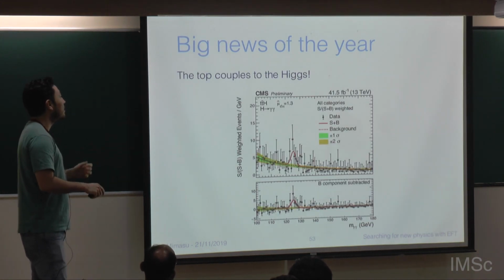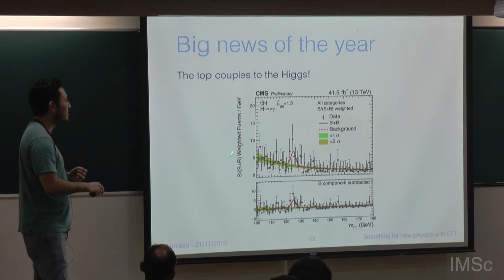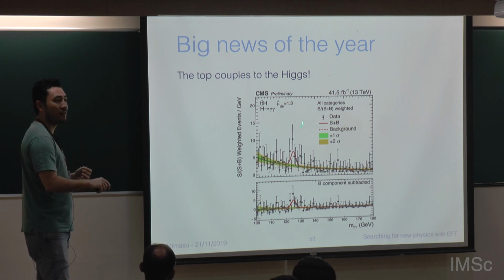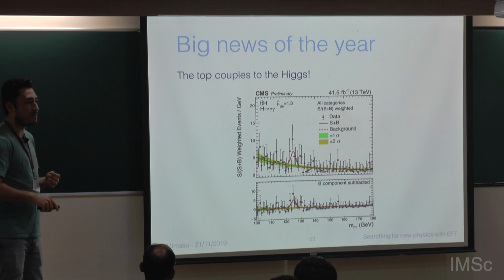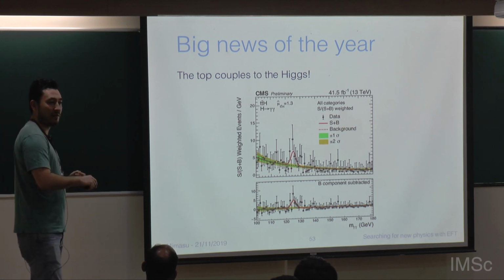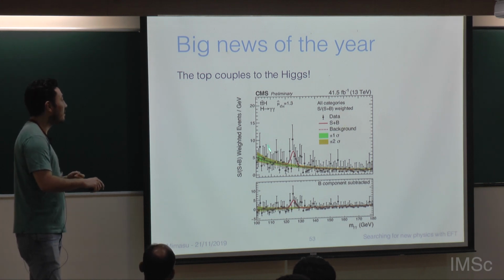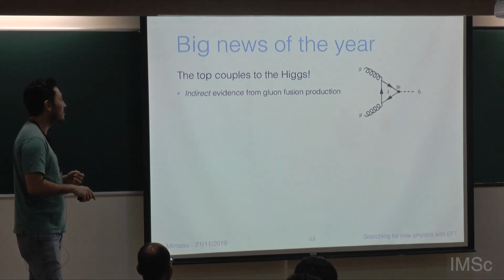So the big news of the year is that we now know that the top couples to the Higgs. That's very exciting: a beautiful diphoton resonance of the Higgs in ttH production, which I never thought I would see, and it really amazed me when I saw this plot. If some of you remember 2012, when we found the initial diphoton peak, we didn't think that we would be seeing this same picture in ttH, at least not so soon.